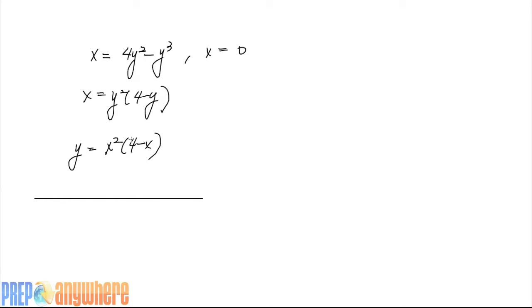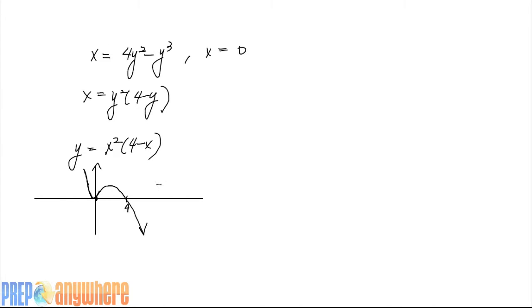Hopefully you guys know what this one looks like. It's got x-intercepts at 0 and 4, because if you multiply this in, you get an x cubed with a leading coefficient of -1. It's reflected on the x-axis, so it's going to start from the top. It has a double root at 0, and it's going to go down like this.